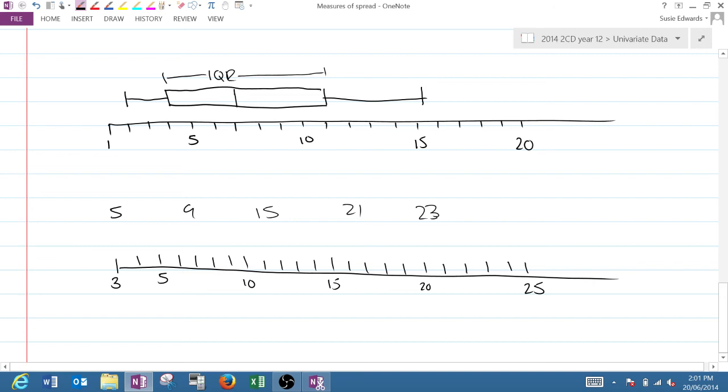It is good if you do these scales with a ruler. What do I do now? Plot them, so draw the 5 dots. So 5, 9, 15, 21, 23, and then we draw the lines.